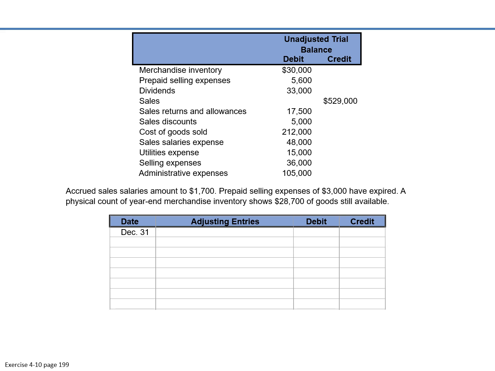All right, so there's our unadjusted trial balance. And they tell us that we have accrued sales salaries of $1,700. We have prepaid selling expenses of $3,000 that have expired. And a physical count of the year-end merchandise inventory shows $28,700 of goods still available.